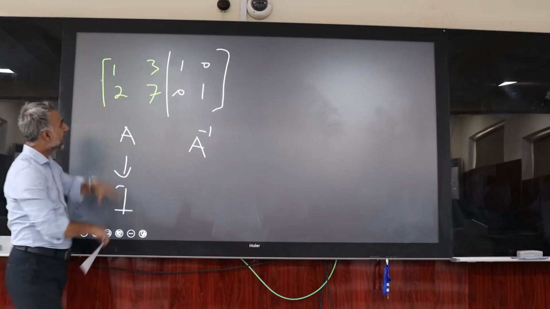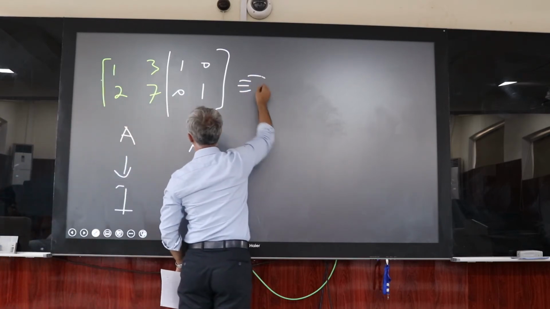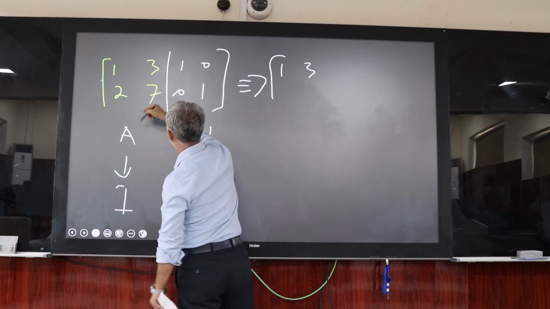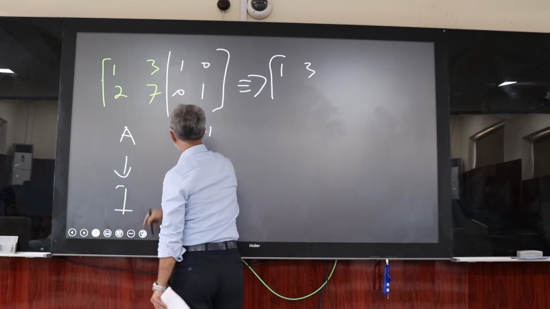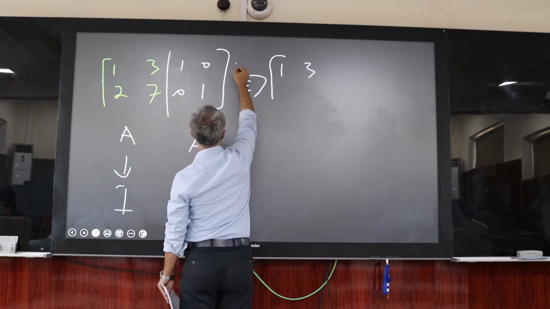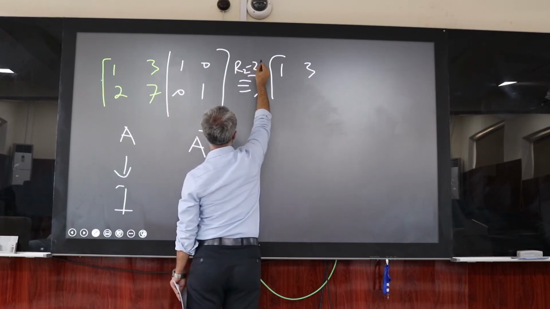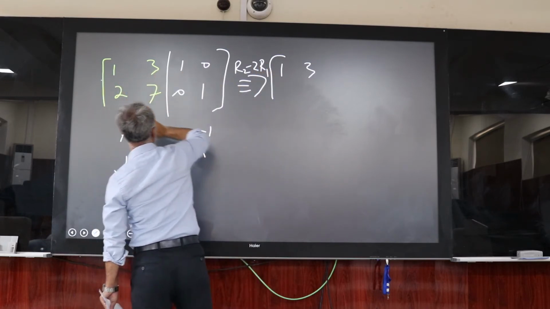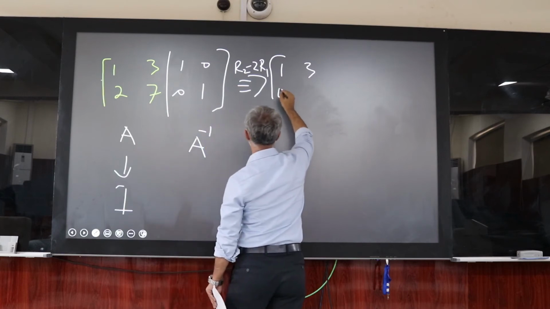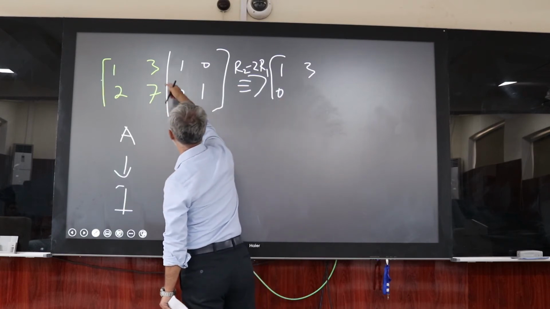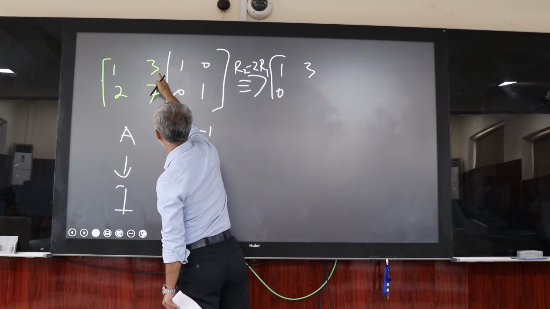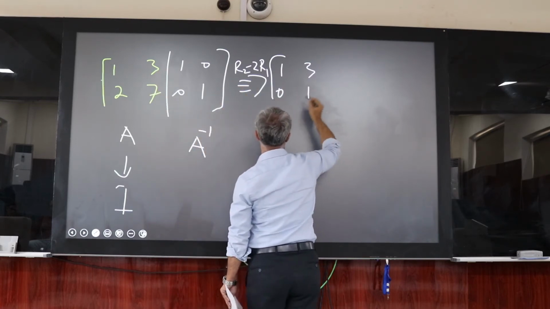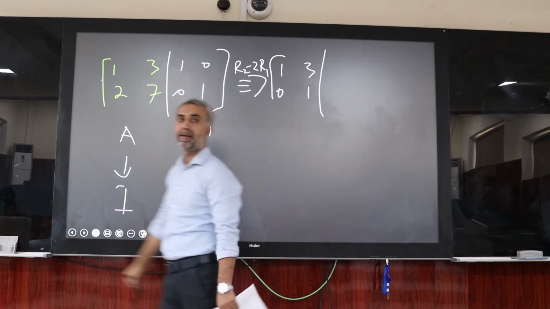For this purpose, I will keep 1, 3 as it is. We apply this operation: Row 2 minus 2 Row 1. We will multiply 2 with the first row and subtract from the second row. So we will have 0 here. And if we multiply 2 with 3, 2 3s are 6, and subtract from 7, so we will get 1 here. Is it clear?